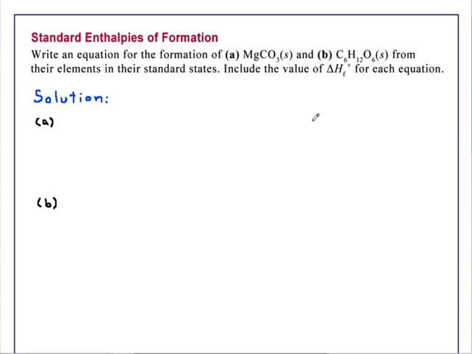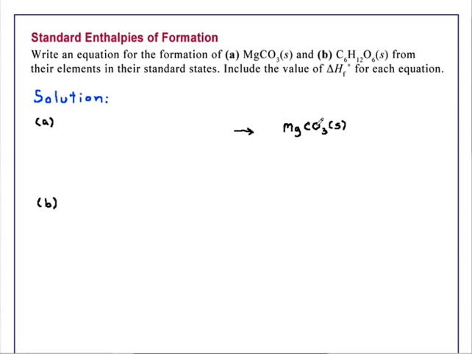We start by writing the product in its standard state. So in part A, that's magnesium carbonate, MgCO3, which is ionic and therefore is a solid. And we want 1 mole of the magnesium carbonate. And then on the left side of the equation, we want to put the elements that make up magnesium carbonate in their standard states.